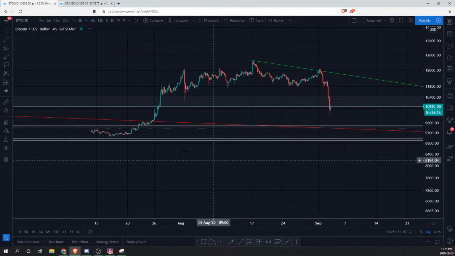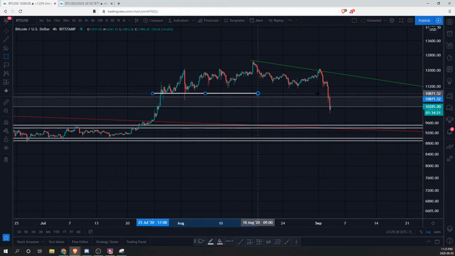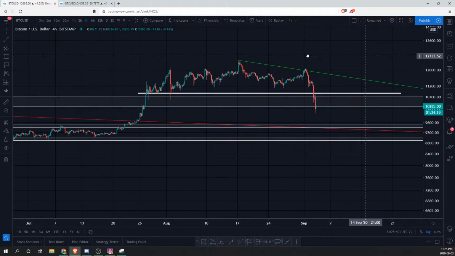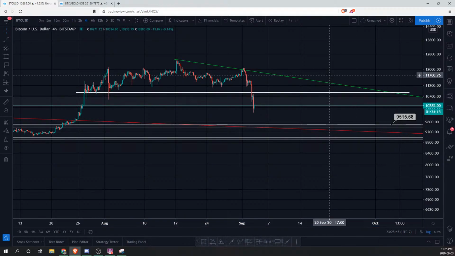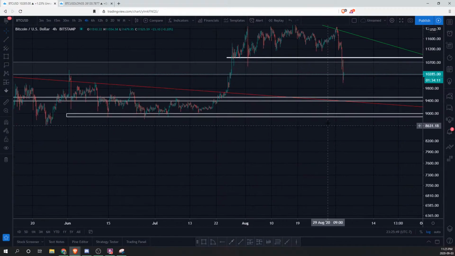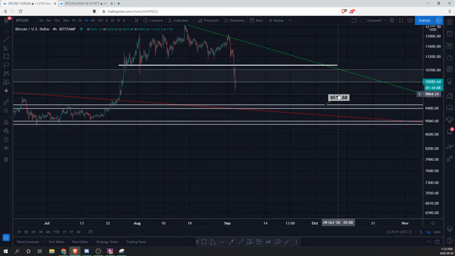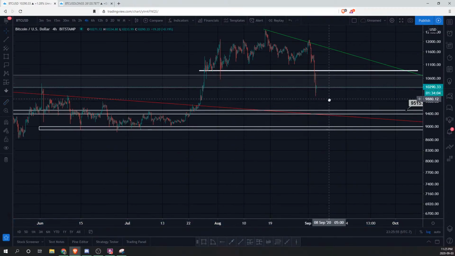On the 4 hour, we do see that the price has broken this major level of support right around there, right? So we do have to take that into consideration. But overall, like I said, there is going to be a lot of support right around here. The major level that I do want to see the price hold is around 95. It's pretty far away from where we are right now, 10.2. It's like 6%.